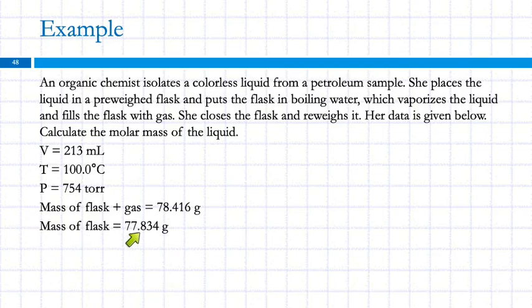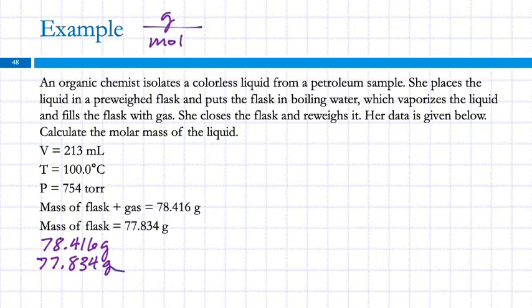So she has the mass of the empty flask and the mass of the flask with the gas in it. To find the molar mass, we need the grams of this sample divided by the moles of the sample. How do we find the mass of the gas? We subtract, right? 78.416 grams minus 77.834 grams. Use your calculator.